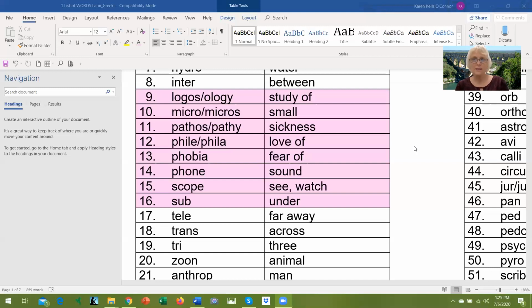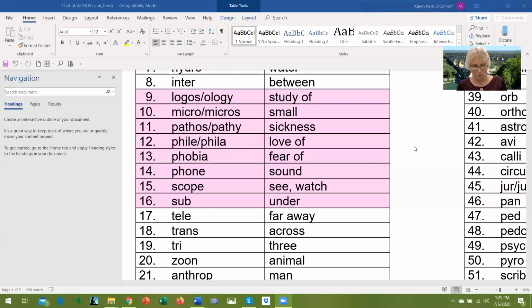Next is phobia, easy one, fear of. Phobia words: arachnophobia, and arachna means spiders, arachnophobia. Claustrophobia, fear of being closed up. Agoraphobia, that's a fear of going outside. And acrophobia, acro means height. If you have acrophobia, you're afraid of heights.